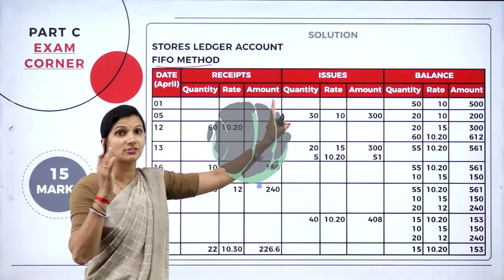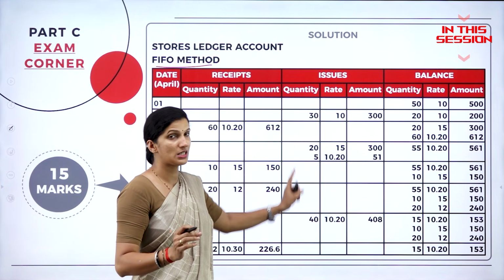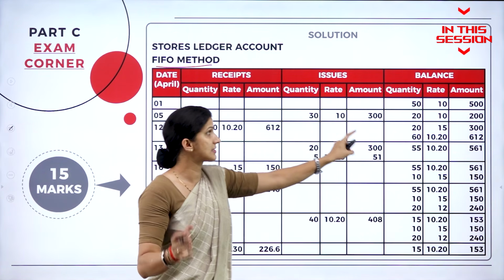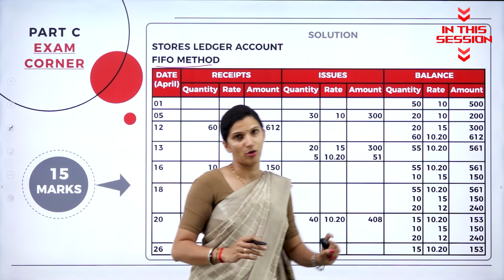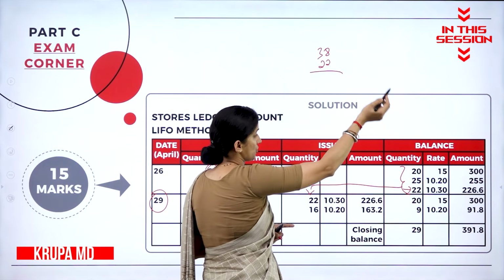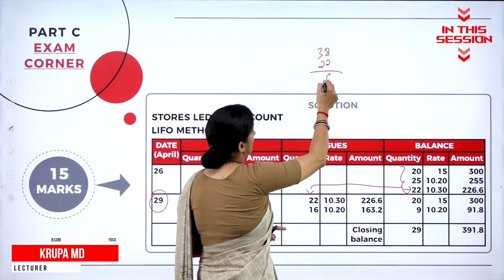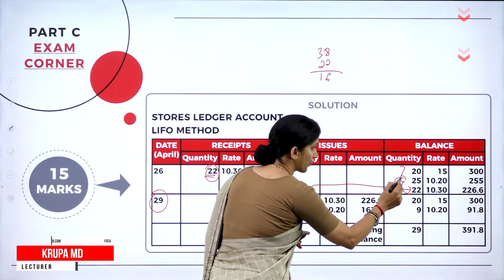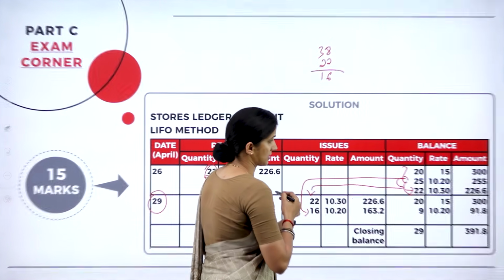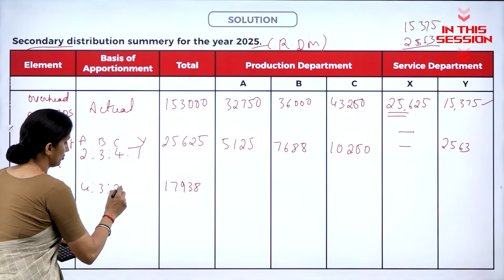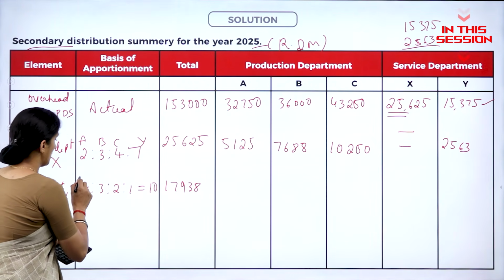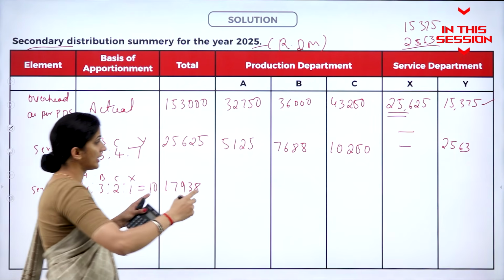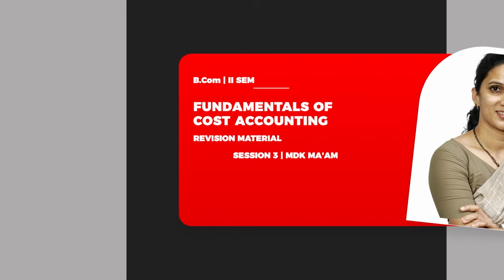In the issue column, you need 3 sub-columns to write the quantity, the rate, and then the amount. And the balance column again same: quantity, rate, and amount. 22 units if it is issued. So the remaining we have here is 16 units. And that 16 units we will issue from the 25 units. 4:3:2:1. So the total will be 10. So this is for A, this is for B, this is for C, and this is for X. Y, it is nil.